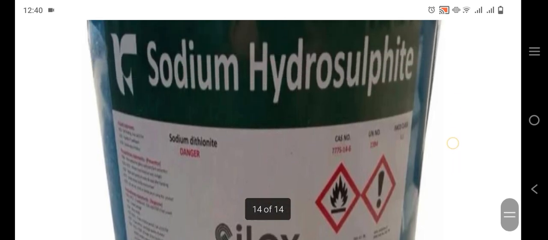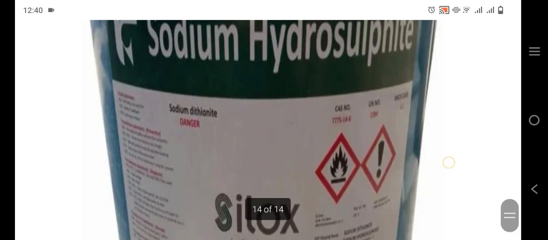Here I have given a picture of sodium hydrosulfide, and the conclusion or summary of sodium hydrosulfide is that it is a versatile chemical compound with various industrial applications. As a powerful reducing agent, it is widely used in textile bleaching, paper manufacturing, water treatment, organic synthesis, and food processing, as we already discussed.